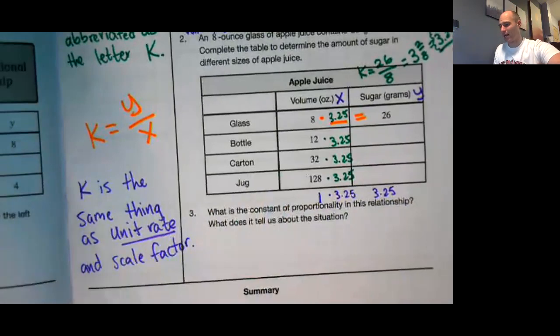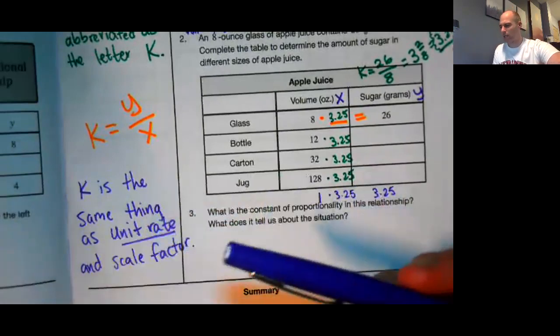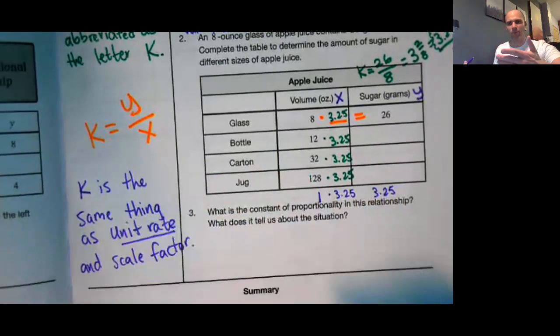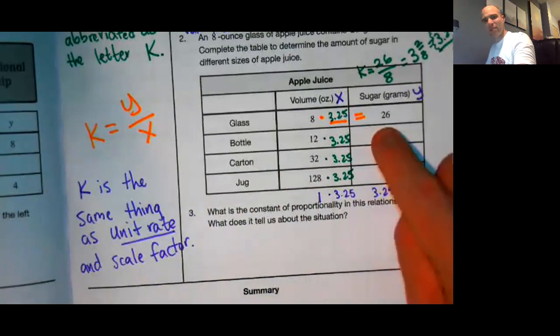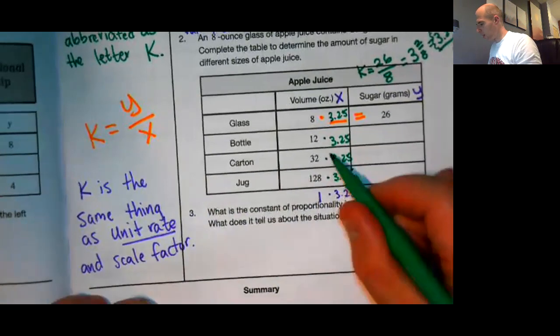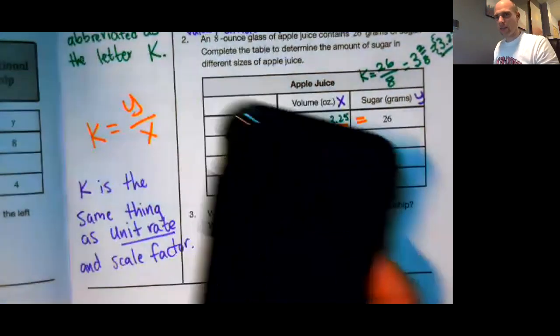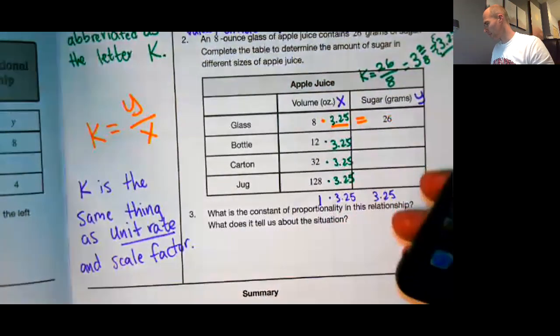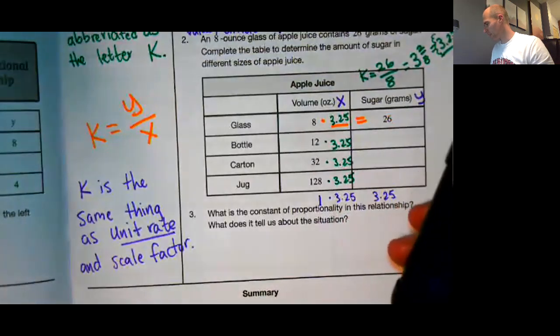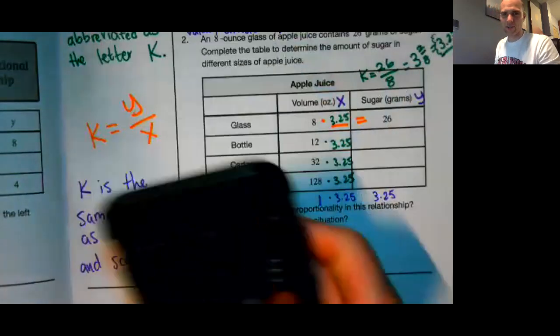So if I give you some IXL work and it says unit rate instead of proportionality or whatever, it's just because they decided to use the word unit rate instead of constant of proportionality. They mean the same thing. All right, so let's fill in this table. 12 times 3.25. It's kind of late in the evening, you guys, right now. I'm gonna go the lazy route. All right, don't judge.